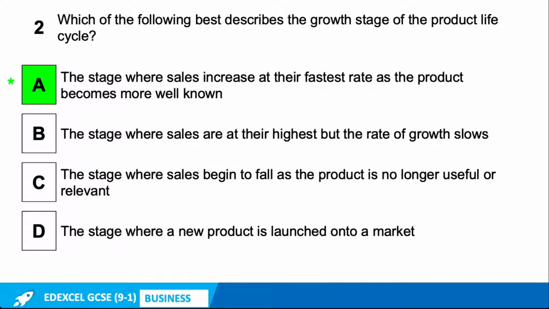Well done, those that put A. The stage where sales increase at their fastest as the product becomes more well known. That's obviously the growth stage. The other 3 answers refer to other stages in the product life cycle. Okay, so we've got maturity, we've got decline, and we've got introduction.